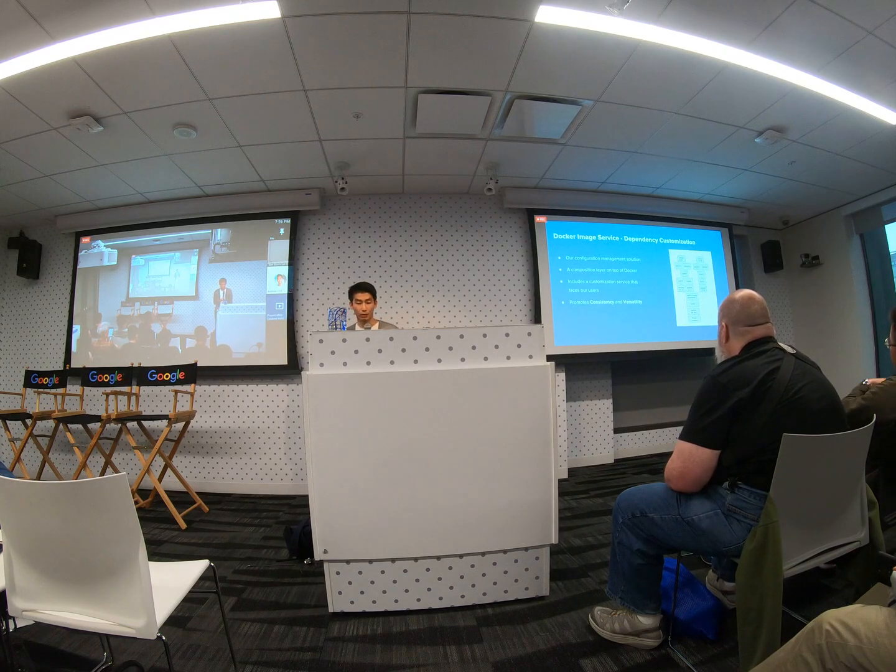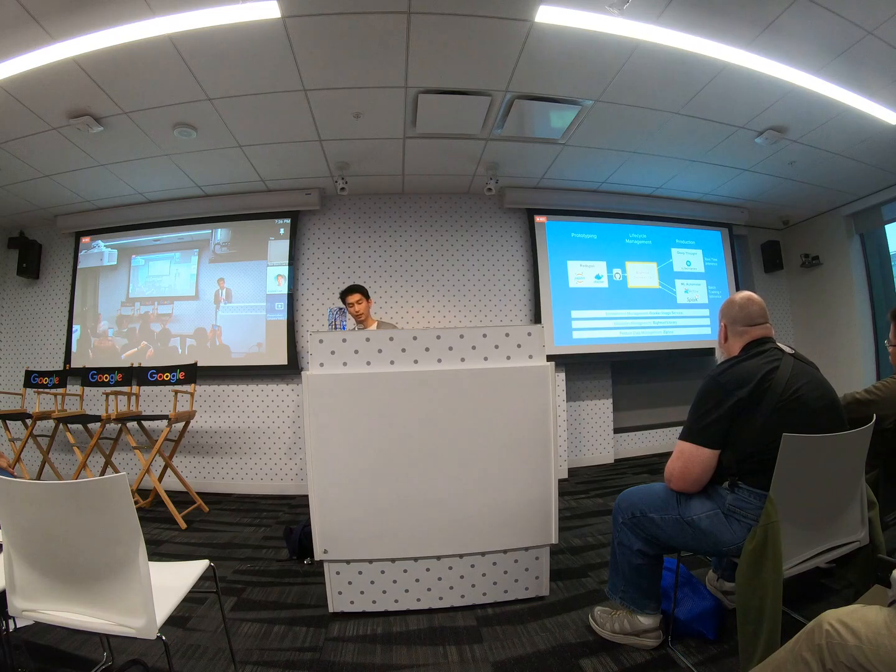So Docker image service is the dependency customization, our configuration management solution. It's a composition layer on top of Docker to make it easier to build your Docker images. It includes a customization service that faces our users, and it kind of promotes that consistency and versatility. Next, sorry if I'm rushing through, I'm just trying to fit it in just because I accidentally put in 60 slides.